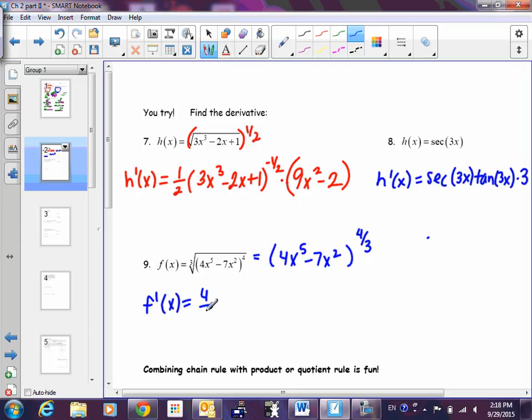Okay, so 4/3 goes in front. The biggest mistake I see is when students get comfortable with this, they start taking derivative too soon of the inside part. They forget that that chocolate isn't going anywhere. It's staying the exact same. What was the new power? 1/3. You just subtract 1 like normal, and then you're going to multiply by 20x to the 4th minus 14x. And that it does have to be in parentheses. Okay?